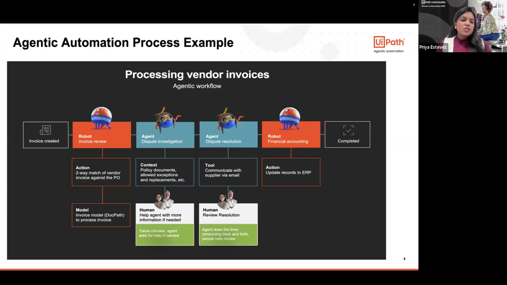The first thing it does is two-way matching of the vendor invoice against the purchase order that is given. Then it uses a model like DocPath to process this invoice. Once it is done, it passes that information to the agent.